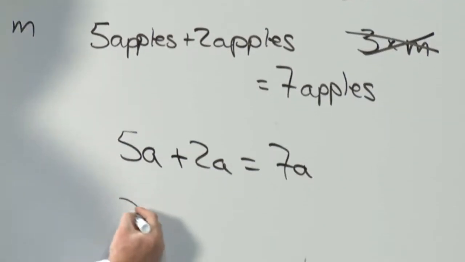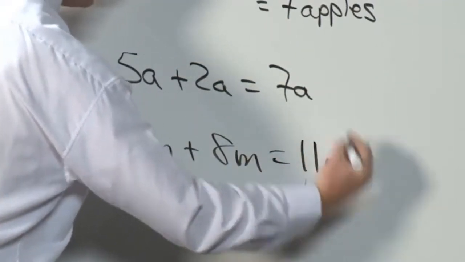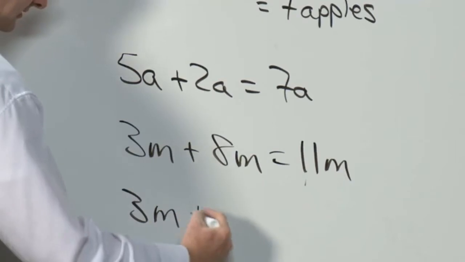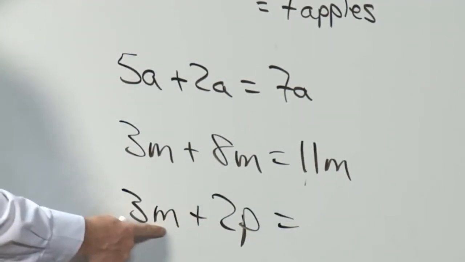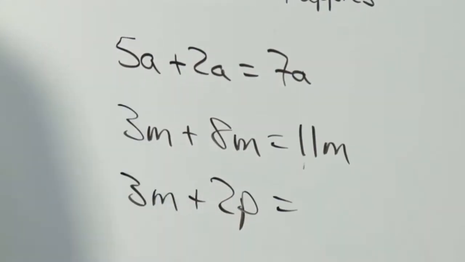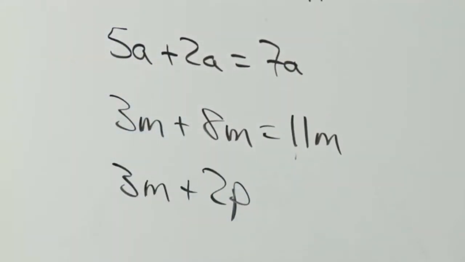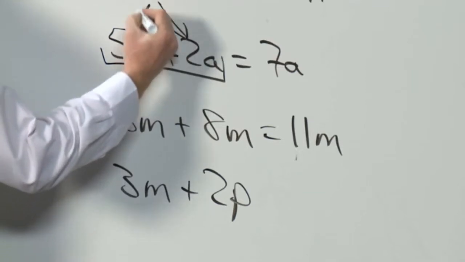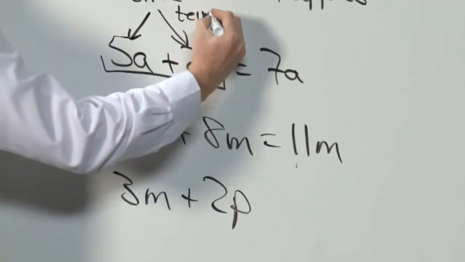3m plus 8m, well, that gives you 11m, just like what we did. However, if you have 3m plus 2p, 3 marmots plus 2 penguins is, we don't know. That's as much as you can simplify. When you take something like this, where these guys are alike, they call them like terms.